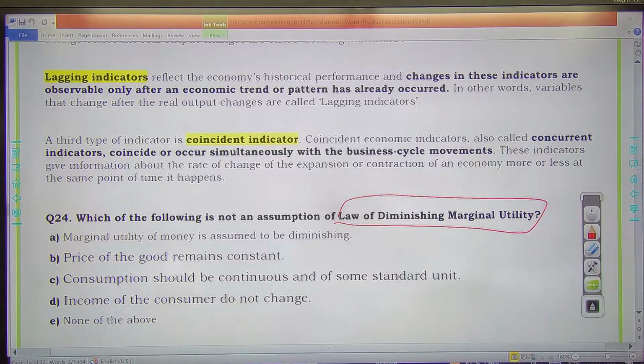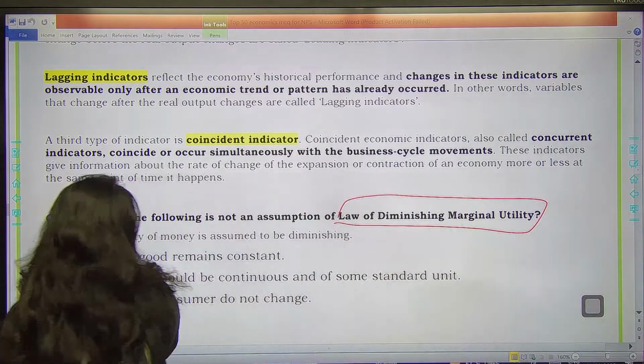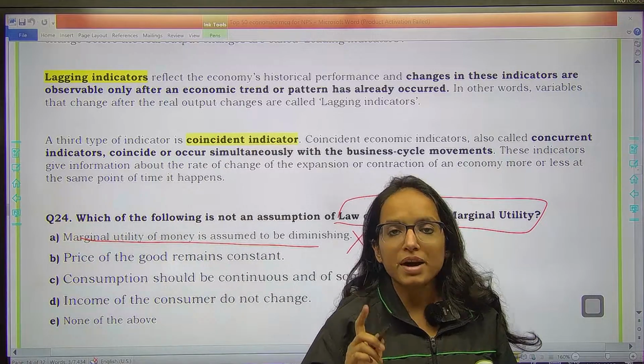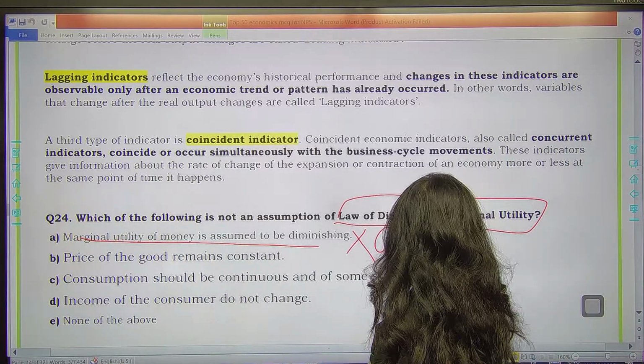Law of DMU का assumption नहीं है. Which of the following is not an assumption of law of DMU? Law of diminishing marginal utility. Yes, tell me, which is not an assumption? Yes, very good. A. So, marginal utility of money is assumed to be diminishing? No. Marginal utility of money is assumed to be constant.